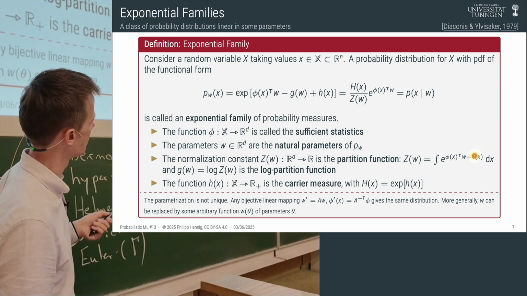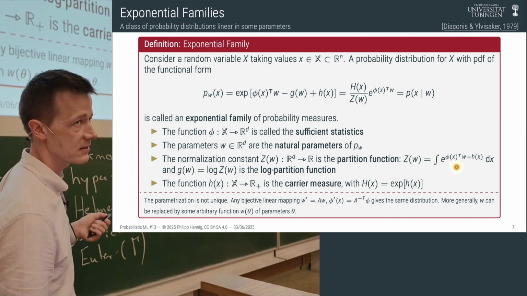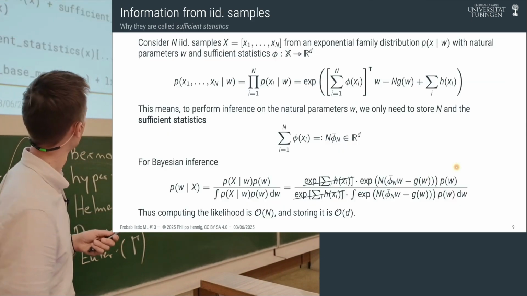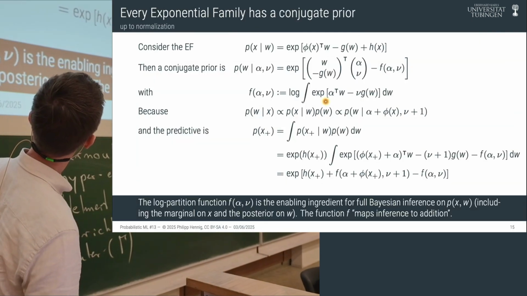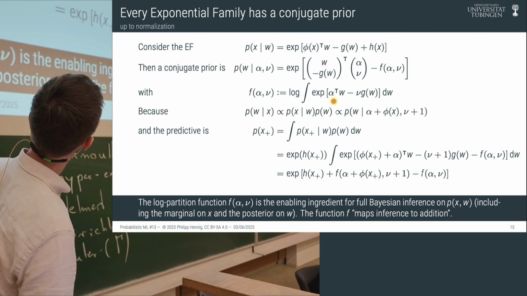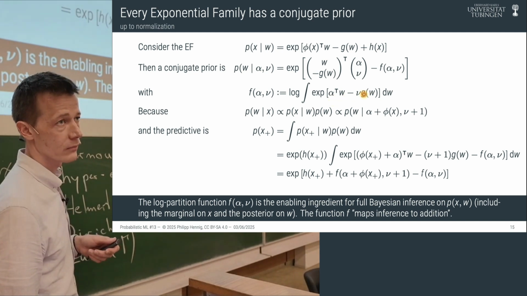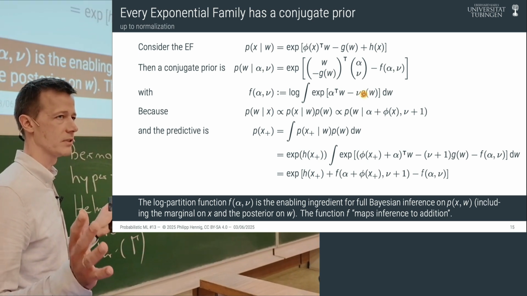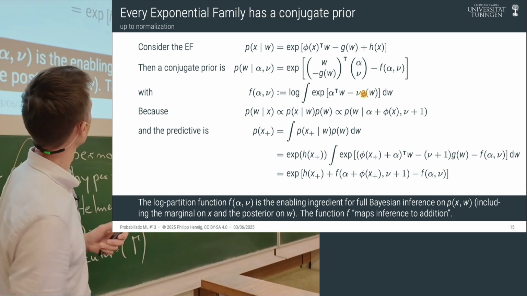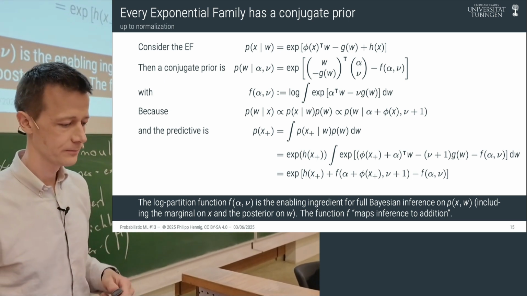Let's ignore h for a moment. Let's say it's 1. Then we need to do e to the phi of x times w. That's one integral. Now we need to do a completely different integral. We need to do the exponential of g of w dw. And that's just, in general, a completely different integral. You don't know how to do that in general. We will talk about how to do it approximately, but in principle, you can't.